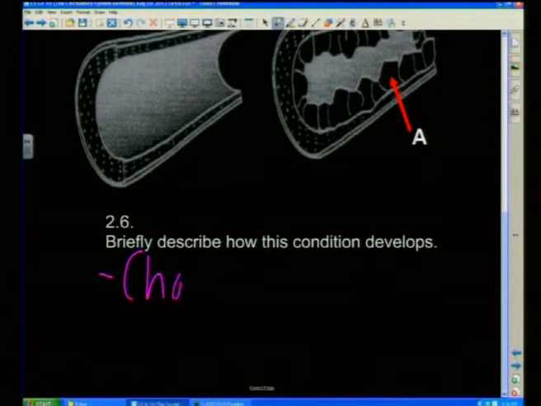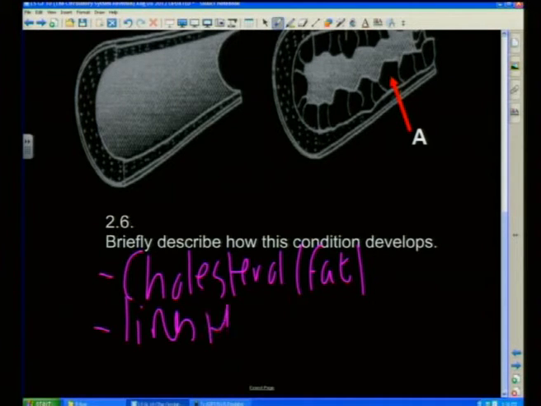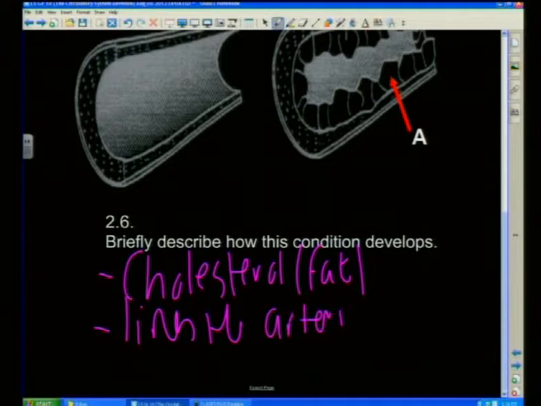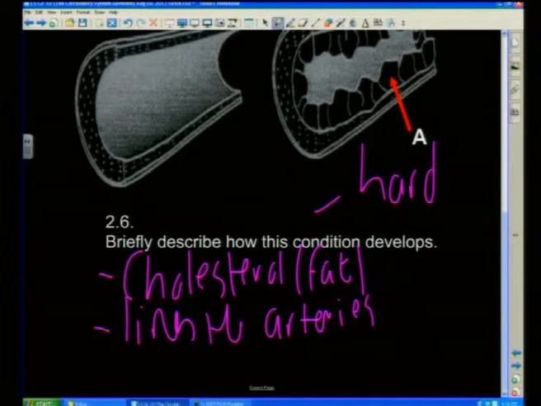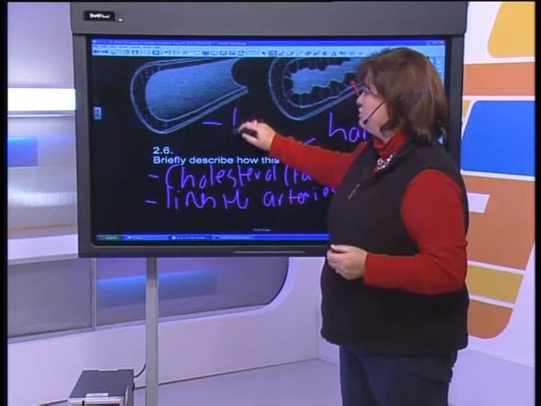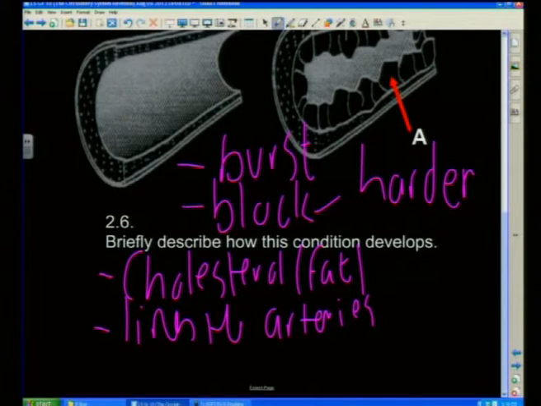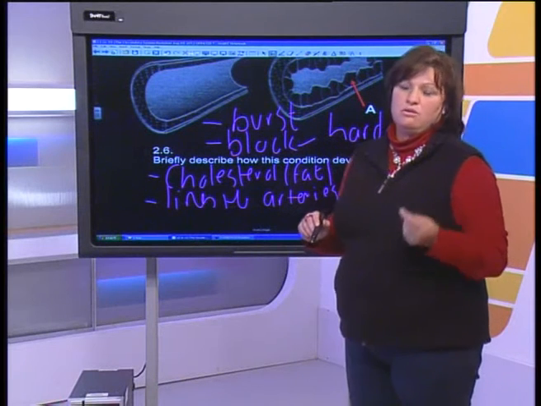You need to use words like cholesterol, which is fat. And what does it do? It lines the arteries. What else do you need to tell me? It hardens. So you need to word it: the arteries harden. Then what could happen? A lot of plaque, and the artery could burst, or it could block. And that would give us a heart attack or a stroke or an embolism.